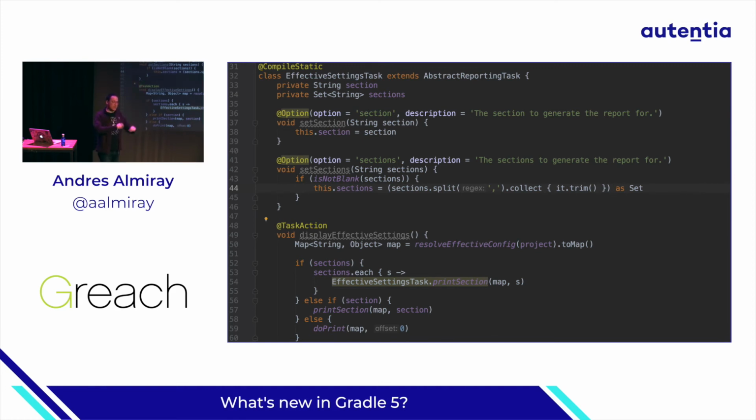So when I type on the command line, Gradle, and the name of the task here will be effective settings, and then --option, and give it a value, then that value is going to be applied to that property here, section. Or if I say --sections, then this method is going to be invoked. If you've seen in the past how we can filter out dependencies by their configuration, so you say something like Gradle, dependencies, --configuration, and then some value, runtime compile. This is exactly the same thing, but in the past, it was only possible for internal tasks. Now, you can do the same.